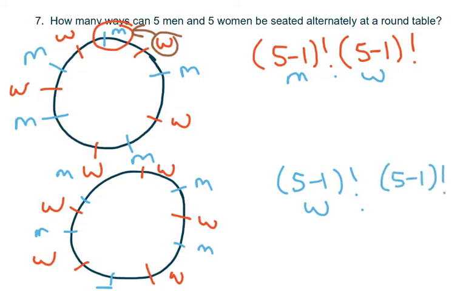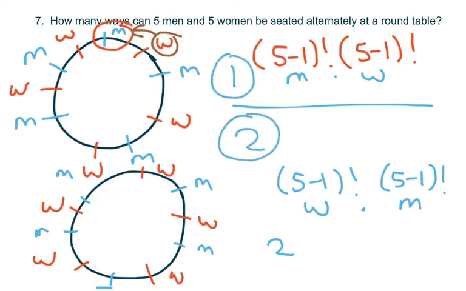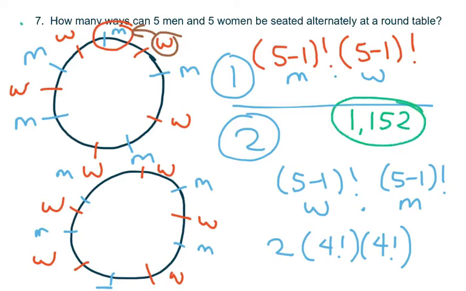All right. So in this case, it's 2. We have 2 different ways. Here's the first way. Here's the second. So that's 2 times 4 factorial times 4 factorial. And the answer would be 1,152 ways. You need to think about this one.